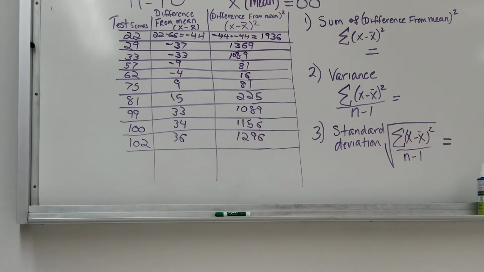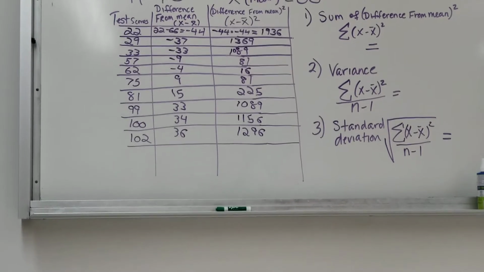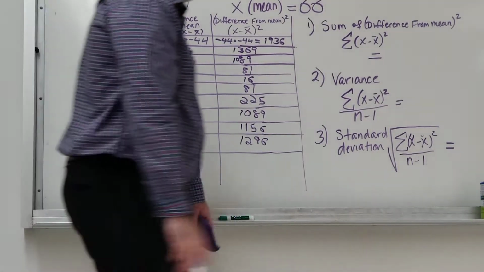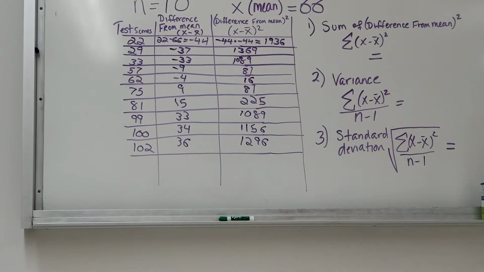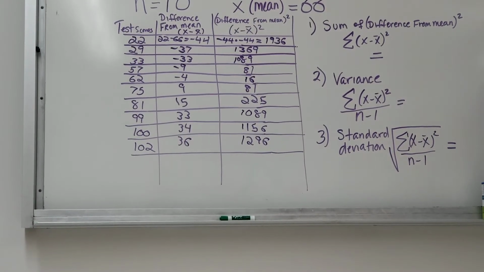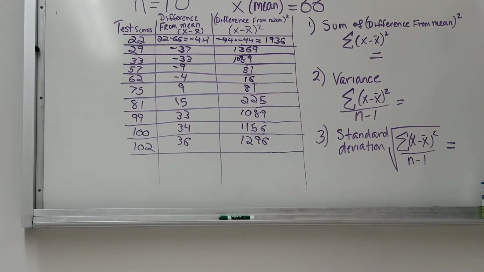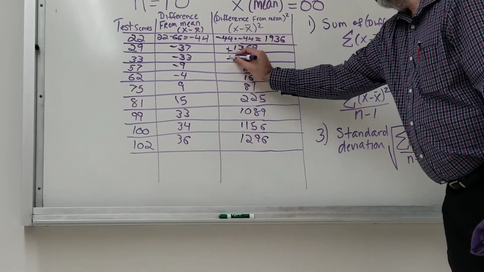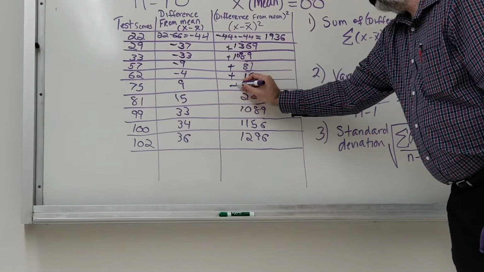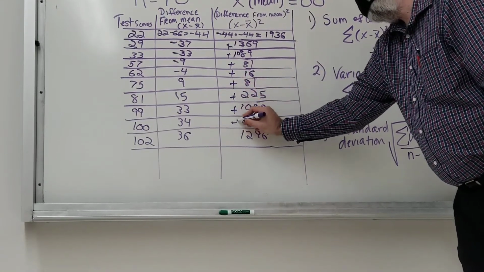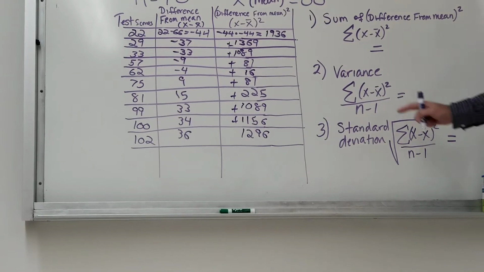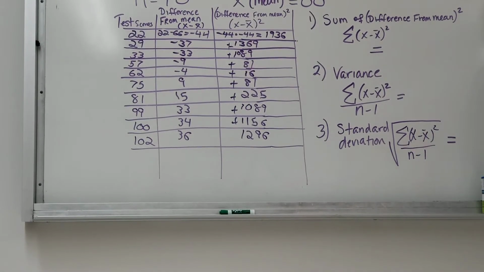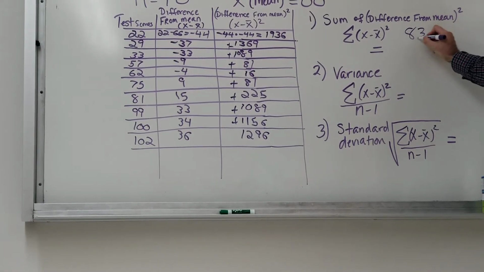Once you have this table completed, then it's a three-step process for you to find the standard deviation. The first thing you're going to do is take the sum of the differences from the mean squared. So you're going to take the sum of the third column. That little symbol means summation. So I'm going to add it all up, and what I get is 8,338.